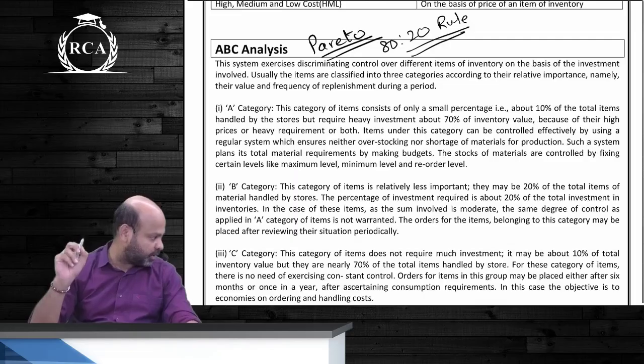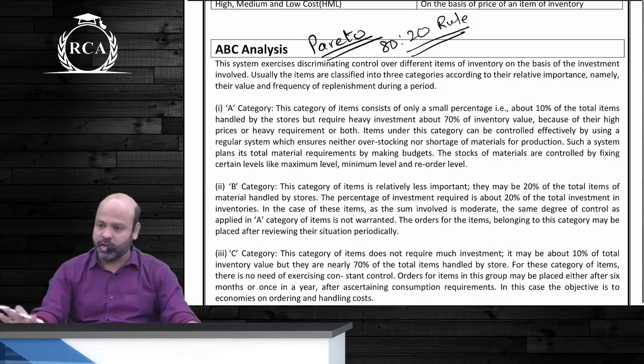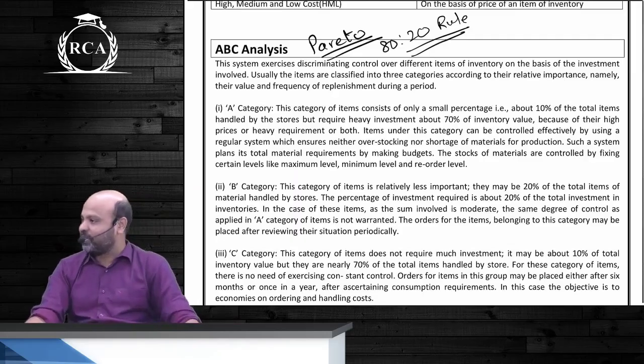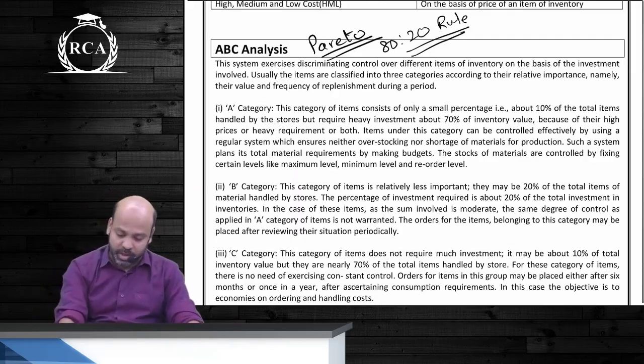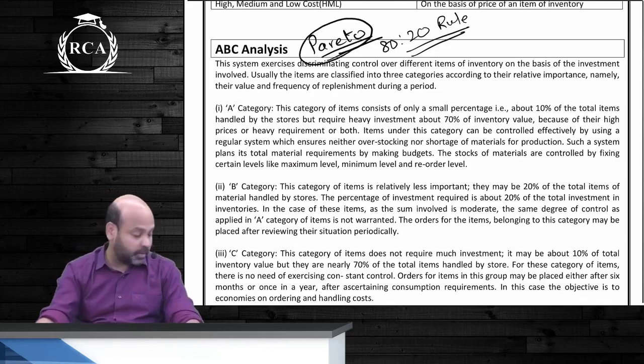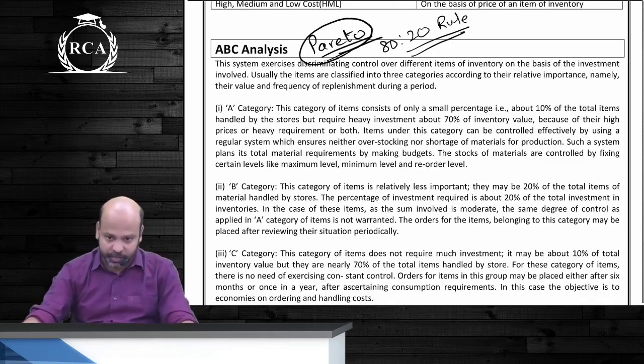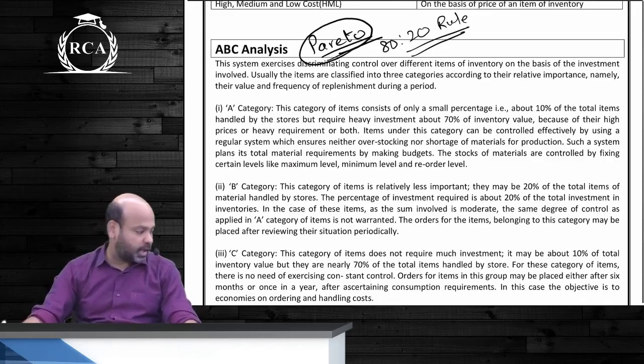80% of the problems in your life will be on account of those 20% friends. No, 80-20 rule, beta, basically. So this Vilfredo Pareto, beta, was an Italian economist. He observed something in his economy and that became a rule. Vilfredo Pareto observed that 20% of the individuals held about 80% of the wealth of the entire nation.